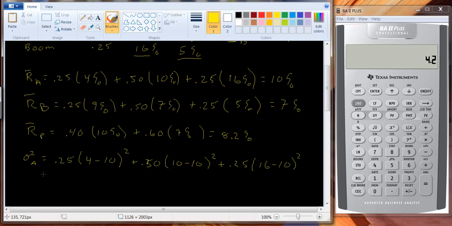And so what do we have here? Well, this is going to disappear because 10 minus 10 is 0, and 4 minus 10 is minus 6, and if we square it, that's 36. Over here, this is also 6 squared, 36. So we're going to have 0.25, we're going to have two of these, so we're going to have 0.5 times 36. So that's going to be 18.